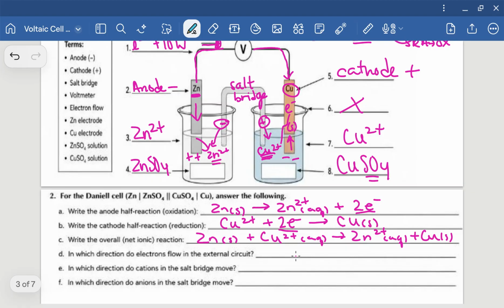And then going to the next one, D. In what directions do the electrons flow? They always flow from your anode to your cathode.